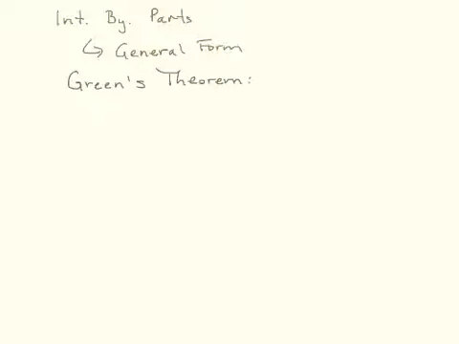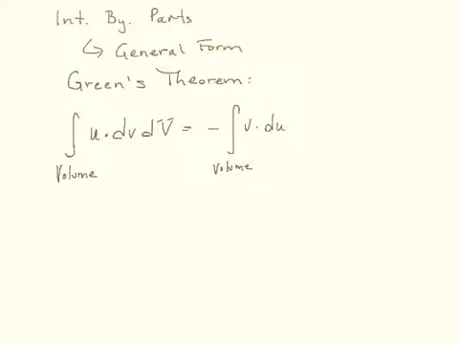That general form is that you have an integral over a volume. It's a volume integral now. And you have the integral of u dot dv d volume, equal to minus the integral over volume of v dot du d volume, plus the integral over the surface of u v dot n, where n is a vector, times d surface. So a couple of things to note.